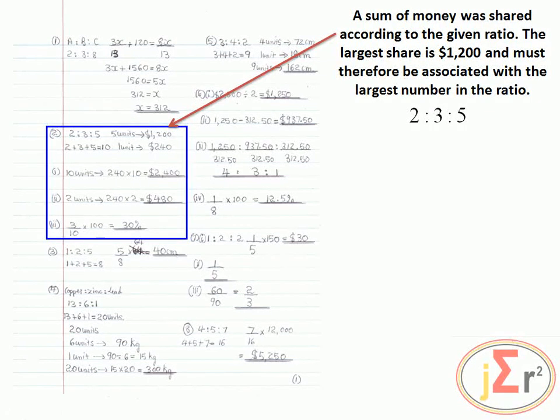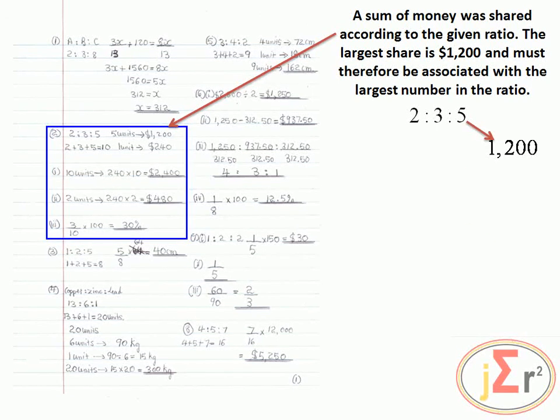A sum of money was shared according to the given ratio. The largest share is $1,200 and must therefore be associated with the largest number in the ratio. So the largest share is $1,200, and of course if it is the largest share, it has to be associated with the largest number in the ratio.